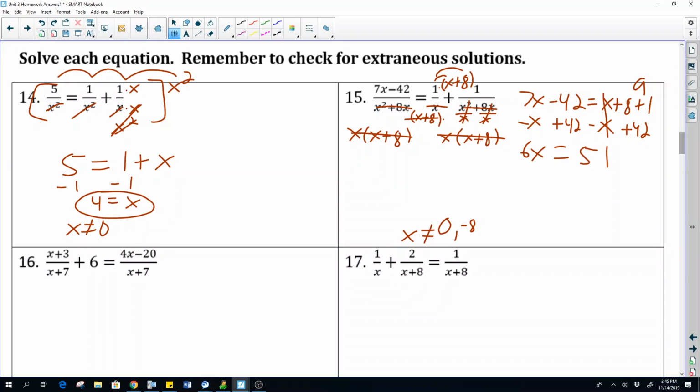Wow, this is going to be an odd answer. That's okay. So divide by 6, divide by 6. X equals 51/6 is our answer, which is not 0 or negative 8, the exclusion. So we're okay, right? Because it doesn't equal those. That's good. Cool. Okay, so then jumping down here to number 16.